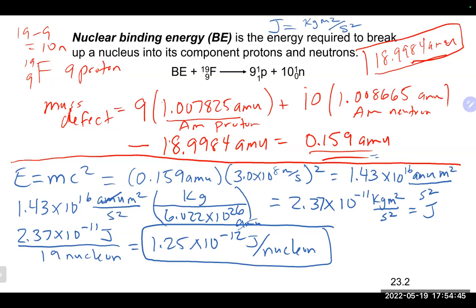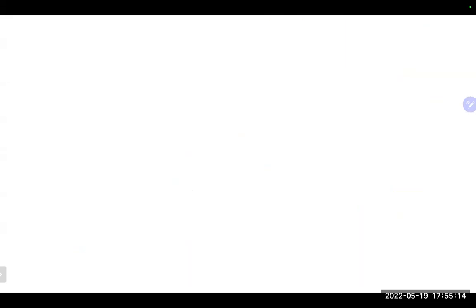Now, that is one way that you could solve these problems, by using Einstein's equation, using Avogadro's number to do that conversion. You could also use those other values that we saw there, and you can use those conversions to do it. So let's take a look here and see. We'll go this way, I think. We will pick it up with our AMU. That was 0.159 AMU, which was our mass defect.